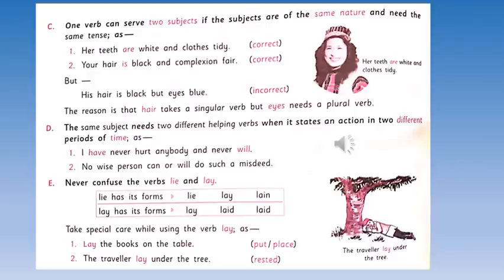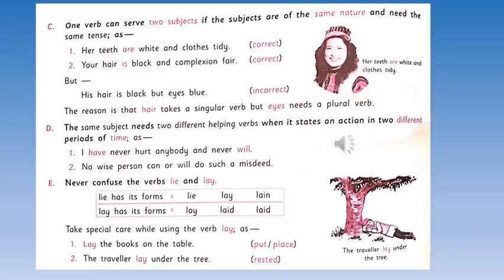The third one: one verb can serve two subjects if the subjects are of the same nature and need the same tense. Two subjects, same verb. That is what is happening here. Example: her teeth are white and clothes tidy. Teeth is plural, and clothes is also plural. We are speaking about the teeth and clothes, so we need to use only one verb. Her teeth are white and clothes are tidy. That is what we mean.